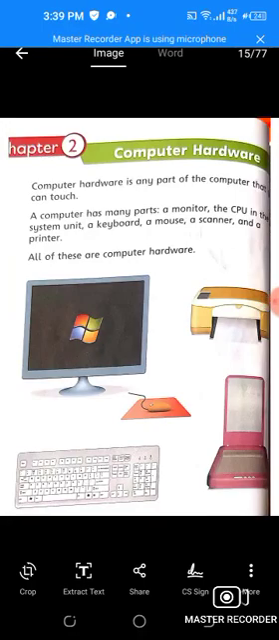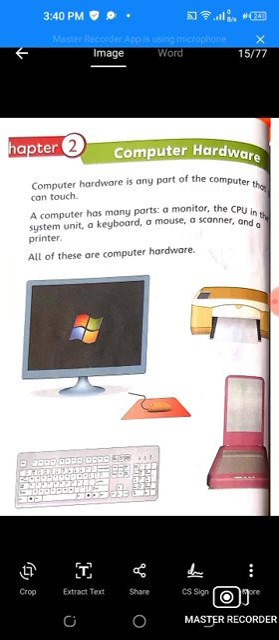Today we will discuss chapter number 2, computer hardware. What is computer hardware? Computer hardware is any part of computer that we can see, touch, or feel. A computer has many parts. Now I will tell you the parts. Look at the picture and point.